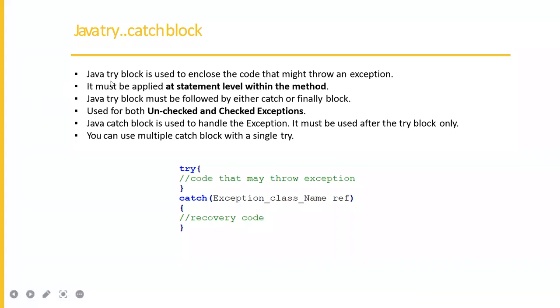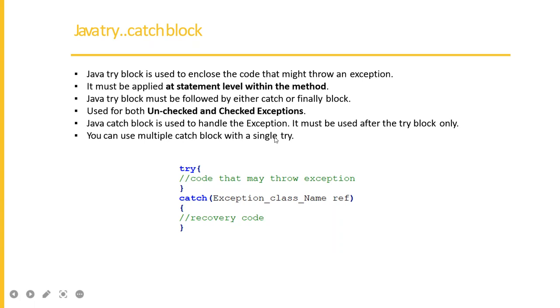Basically, what is try? A Java try block is used to enclose the code that might throw an exception. Means the risky code we have to write into the try block. It must be applied at statement level within the method. Always you should write it within the method. A try block must be followed by either catch or finally. We cannot write a single try. You should always follow with a catch block, or you can use a finally block. Try catch block is used for both unchecked and checked exceptions, to handle all kinds of exception.